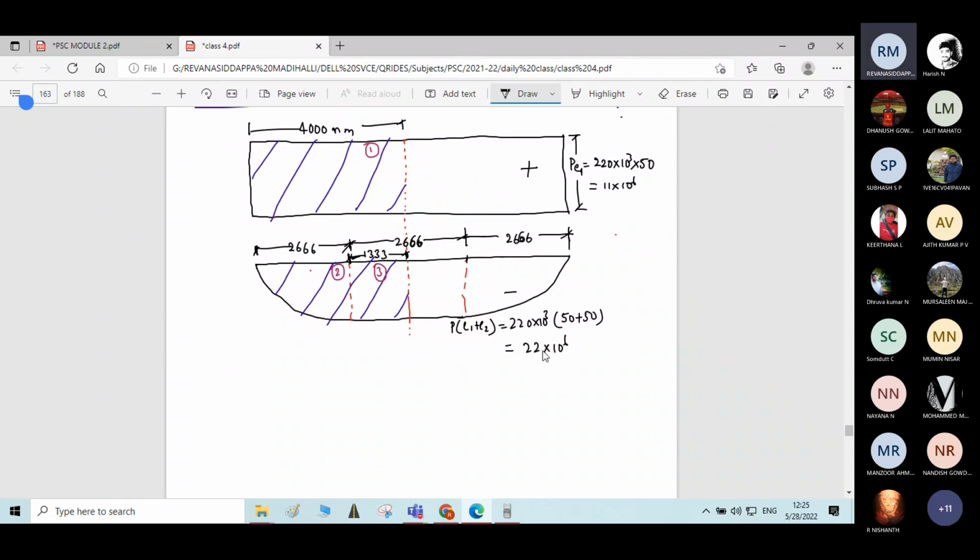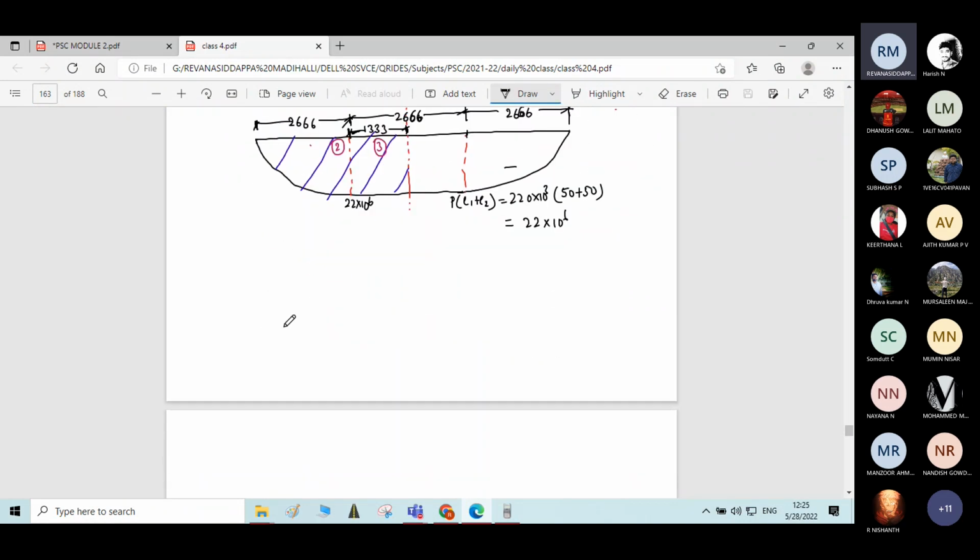Now the height is known, 22 into 10 power 6. The height is the same. I hope this is clear for everyone. Now we can apply that generalized equation to calculate the deflection.